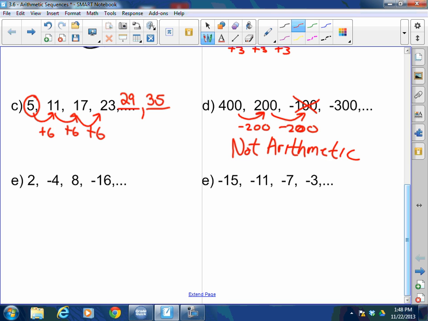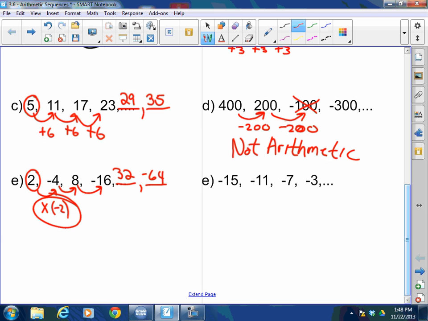For E, how would I describe this? In this case, you start with 2 and you multiply by negative 2. Negative 4 times negative 2 is 8. Negative 8 times negative 2 is negative 16. What will my next two terms be? 32 and negative 64. Absolutely. Perfect. That's not arithmetic either. That's geometric because I multiplied the same value over and over.